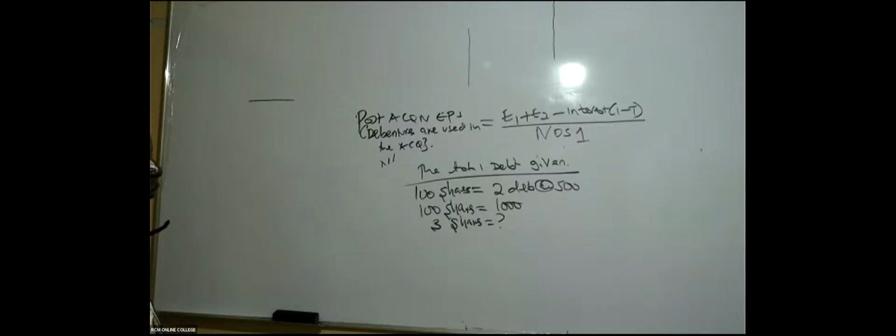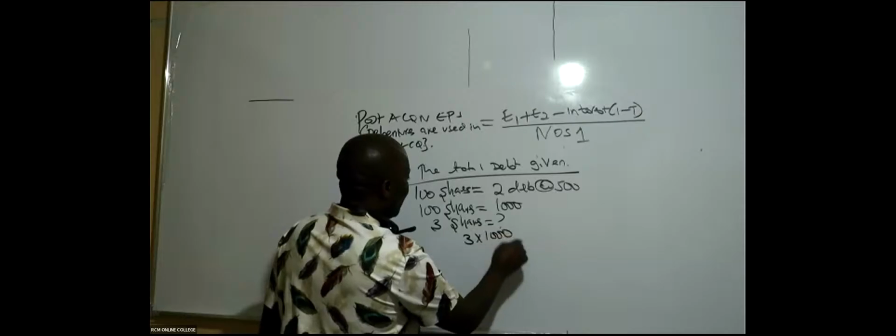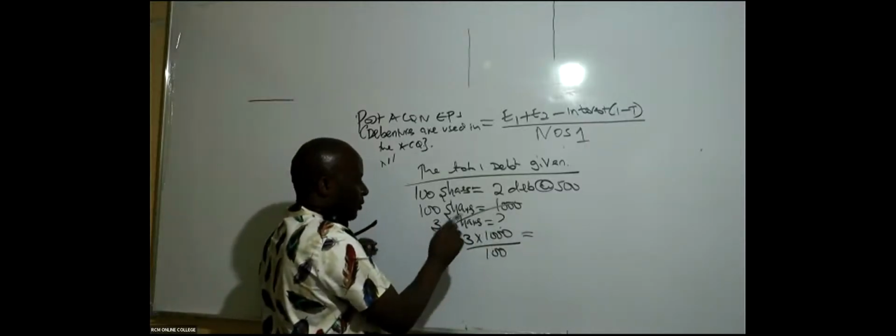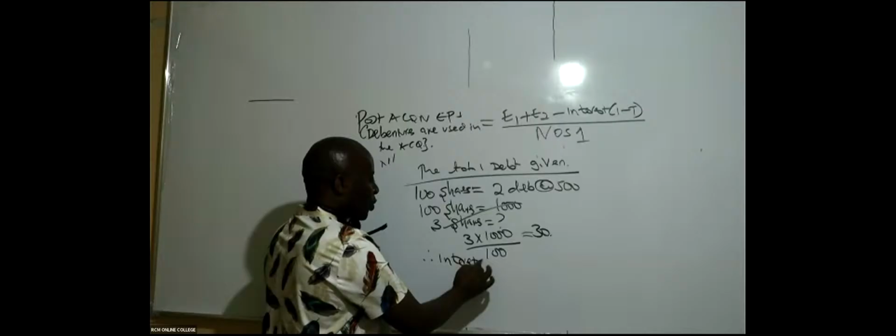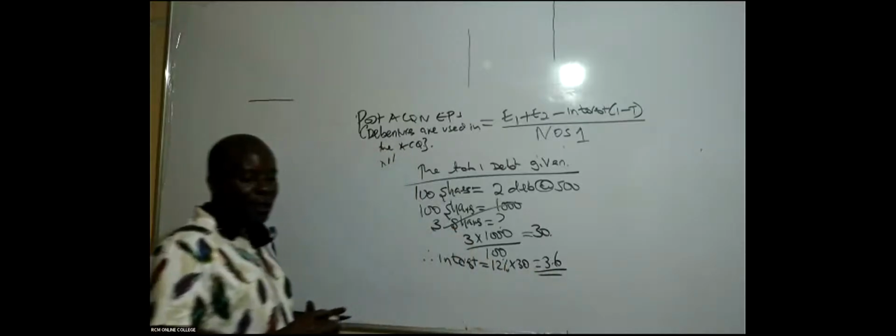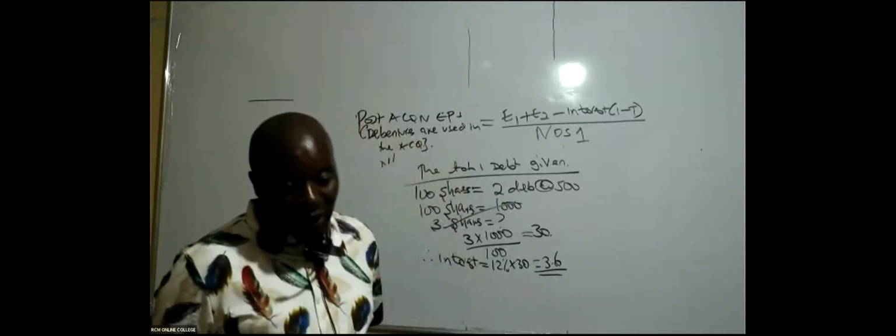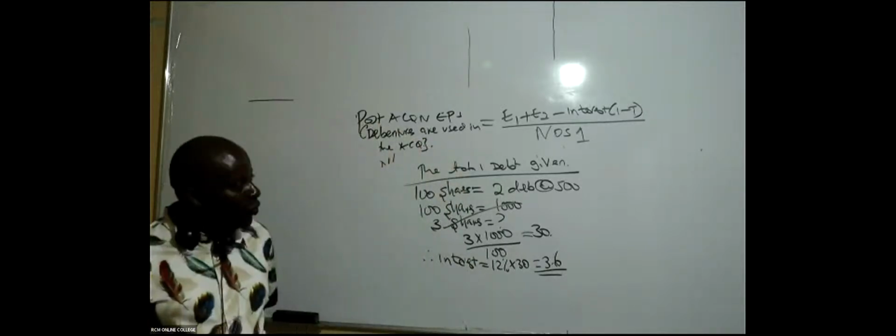So B has 3 shares. So cross multiply. So it will be 3 times 1,000 divided by 100. That is how they got a debt of 30. And therefore the finance cost, which is the interest, the rate of interest is 12%. 12% of 30, that's why you saw some ninja saying that interest is 3.6. So at least everybody now has been able to see where we got interest from.